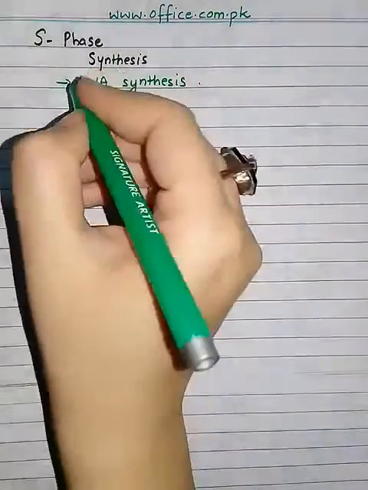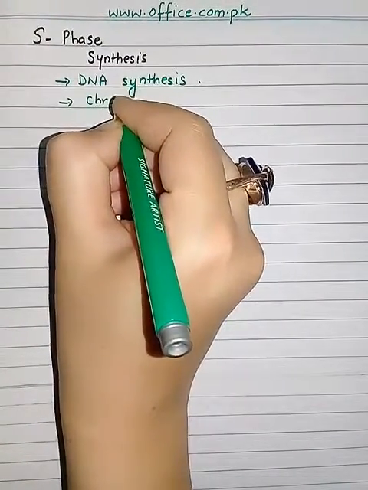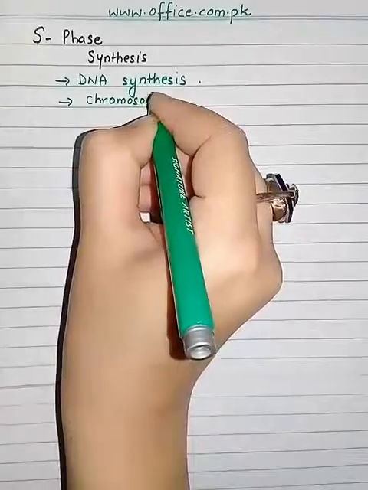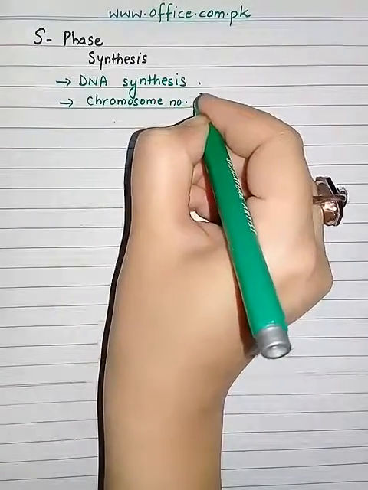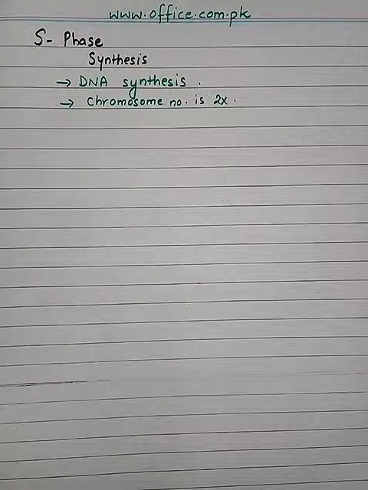The second important phenomenon which will happen is that the chromosome number will be doubled. The chromosome number is doubled. As soon as the chromosome number doubles, it will start the G2 phase.